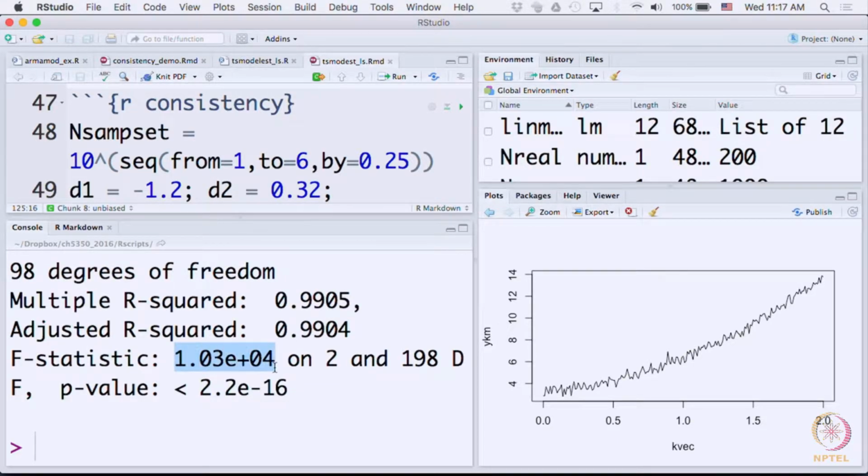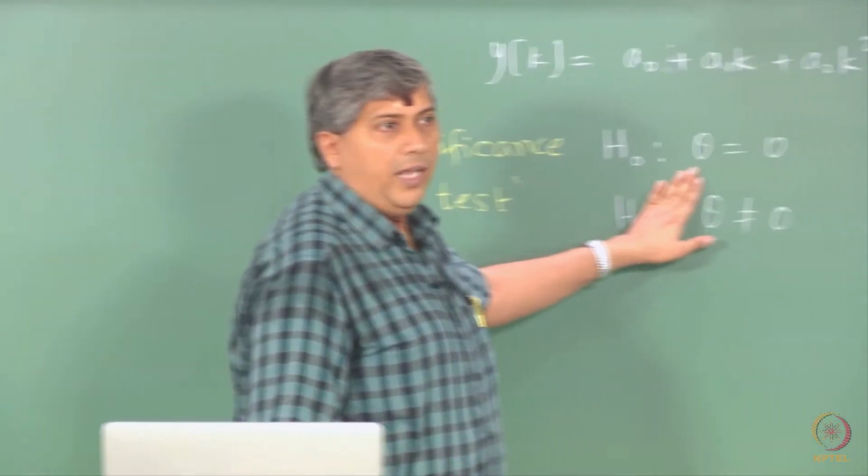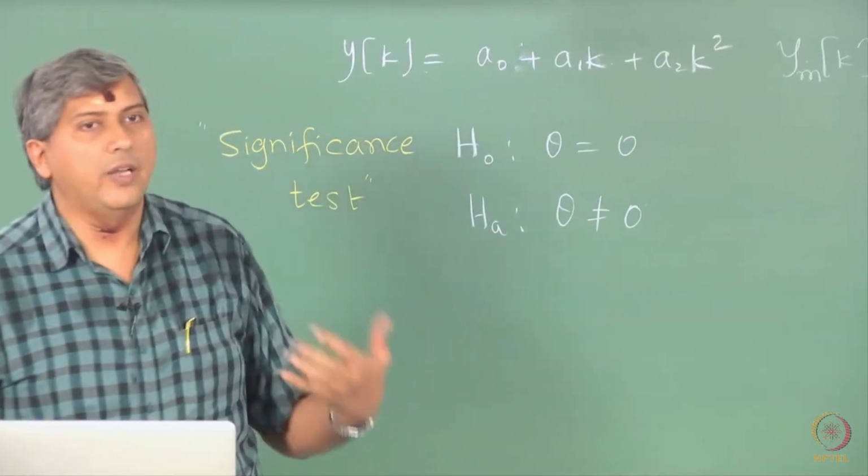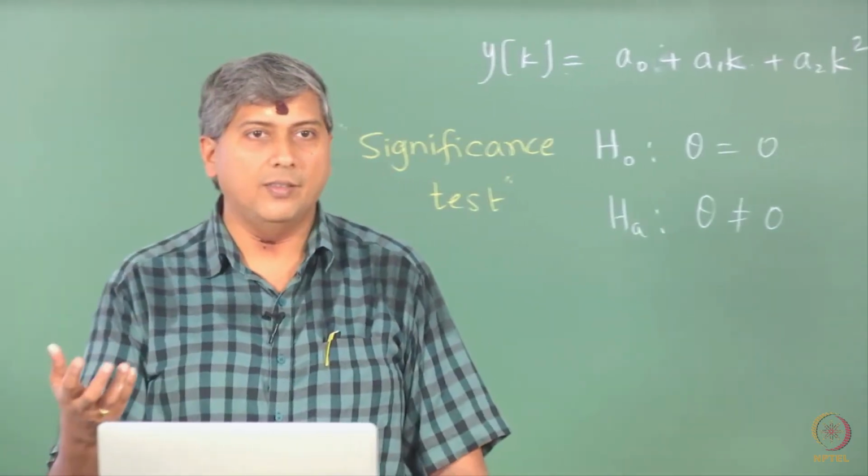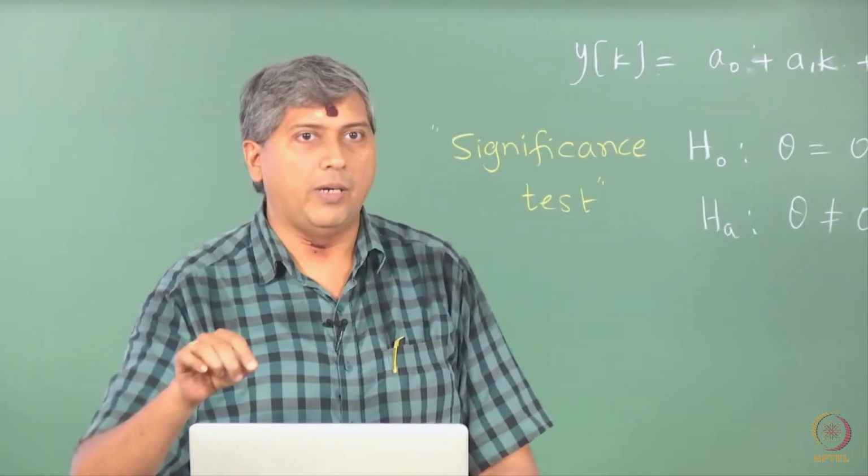And finally, of course, the adjusted r square tells you that you have achieved an extremely good fit, and we have managed to do that because the noise levels are low and we have included the correct number of regressors. Finally, you have this F statistic. This F statistic is another way of performing this significance test. Earlier we did this significance test using the t statistic, that is by directly looking at the parameters.